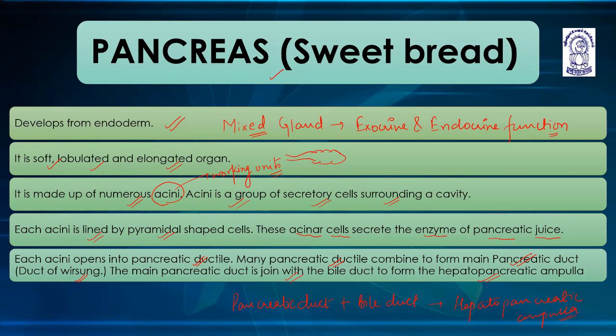Morphologically, the pancreas has a head, body and tail. I mean the three regions: this is the head part, this is the body part, and this is the tail part. Understood?